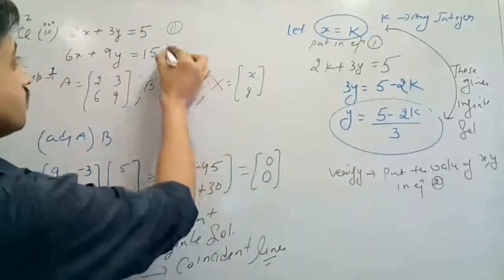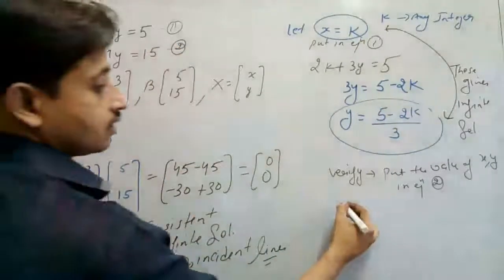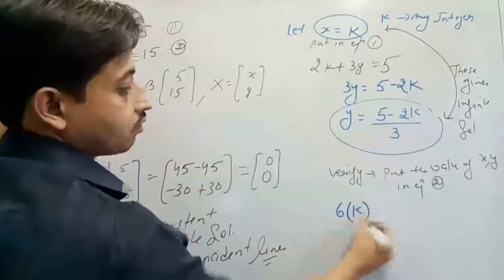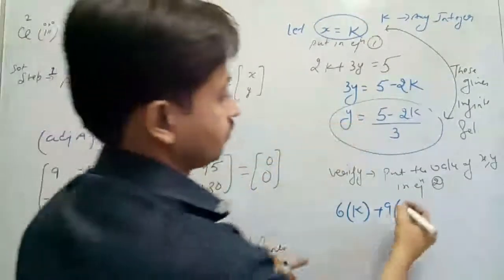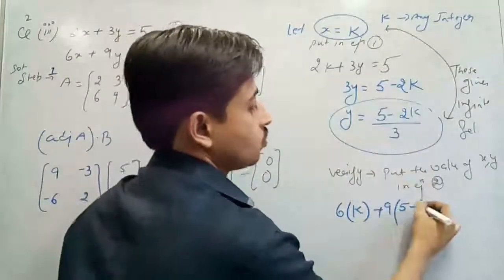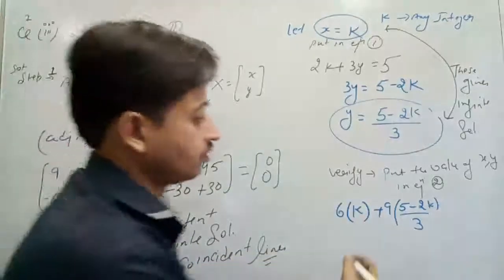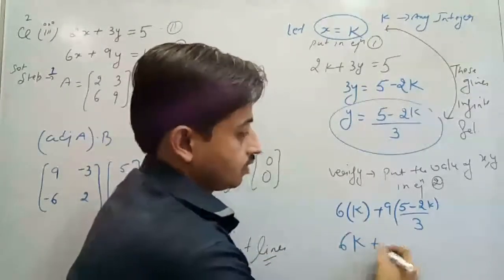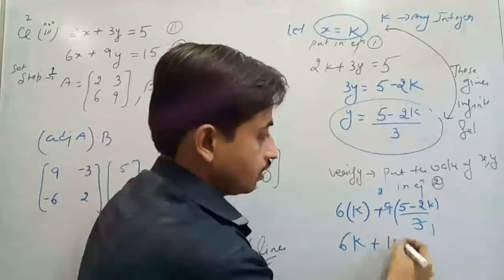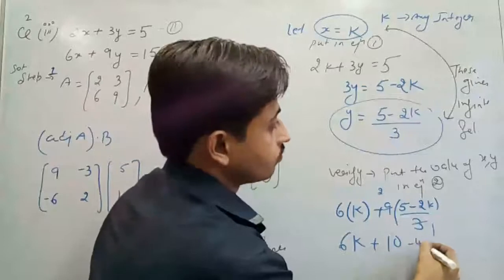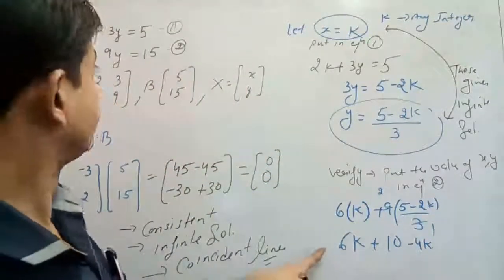What's the second equation? Solve it. 6x, 6 into x. X is what? k. Plus 9 into y. Y is what? 5 minus 2k divided by 3. Now please solve it. We get 6k. 3 cancels out 1, 2 is out. Now do 2 into 5, we get 10. 2 into 2, 4k.